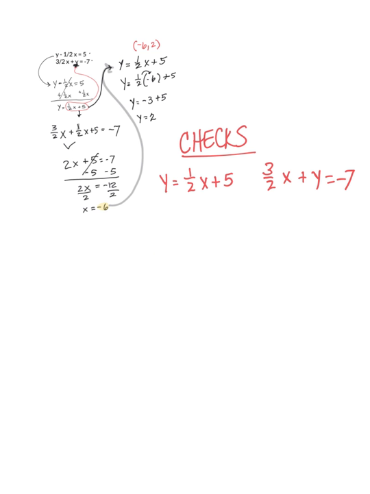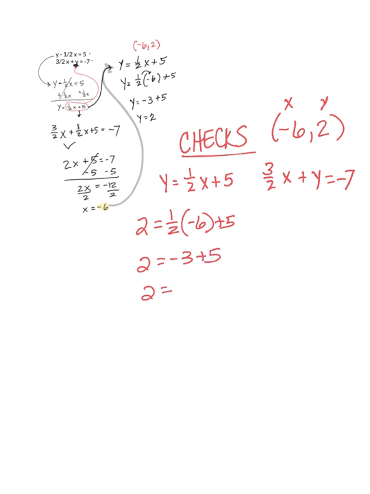Okay, so I've written out both of the equations. My solution that I want to check is here. Here's our x, there's our y, and let's substitute. Instead of y, I'm going to write 2. Instead of x, we have negative 6 plus 5. Half of negative 6 is negative 3. And 2 equals 2. True statement.